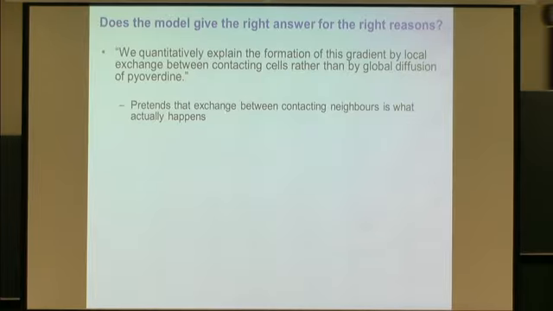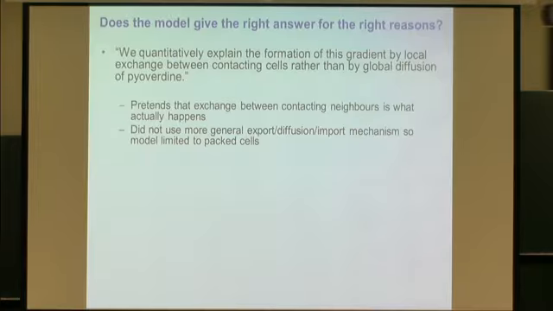If they would present it in the paper in a way that they say, okay, this is a simplification, we've lumped all the processes into those which increase and decrease pyoverdin concentration in the cell, we don't believe that this is actually mechanistically happening, then that's fine. But they don't present it in that way. They could use a more general export, diffusion, import mechanism. They would get the same results, but it wouldn't be limited to closely packed cells, and would also be appropriate for the planktonic culture studies that they've also done.